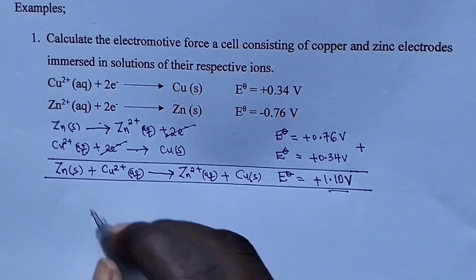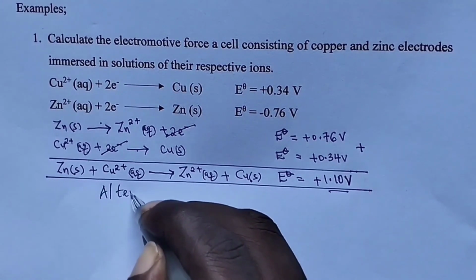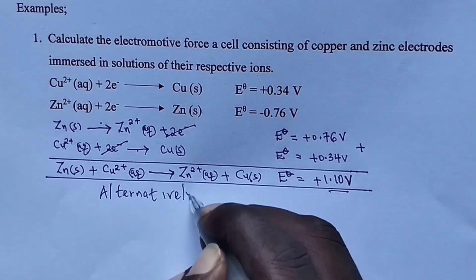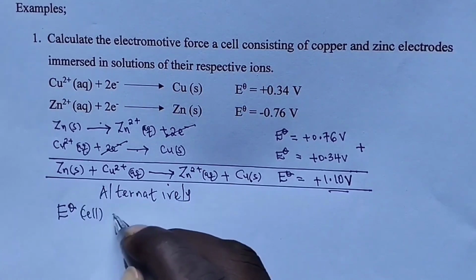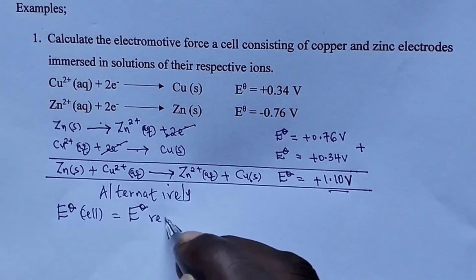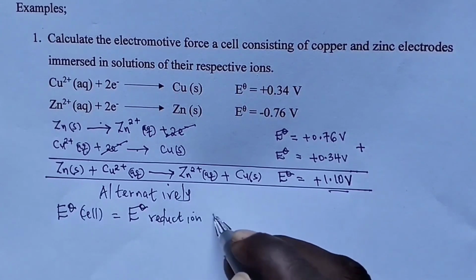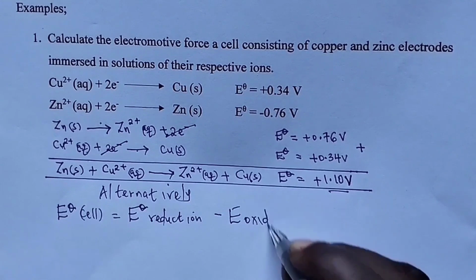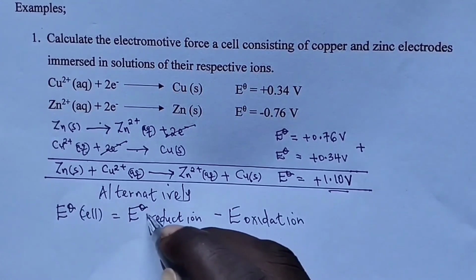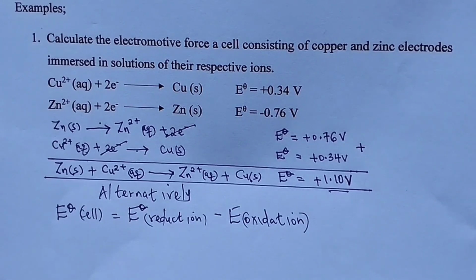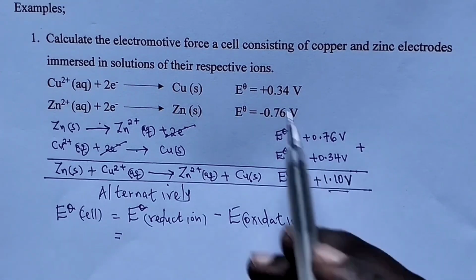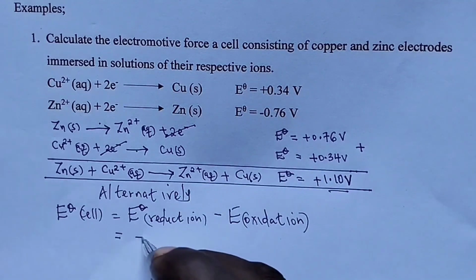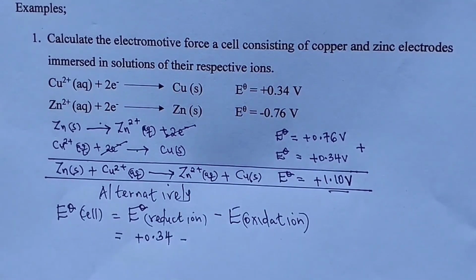So alternatively, we can use another formula. Method 2, and here we are going to use the standard electrode potential value of a cell. It's calculated by E reduction minus E oxidation. So how are we going to know the one that's undergoing reduction? The one that's undergoing reduction is the oxidizing agent. So the oxidizing agent is the one that's having the most positive. So we're going to write positive 0.34 volts minus.